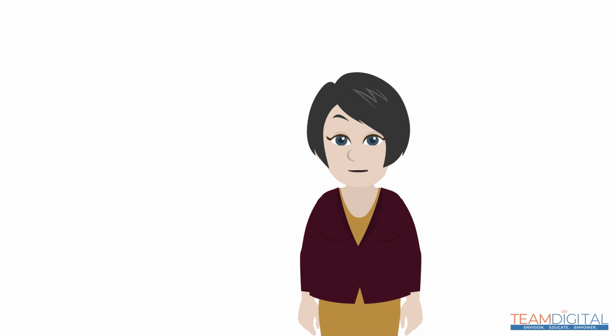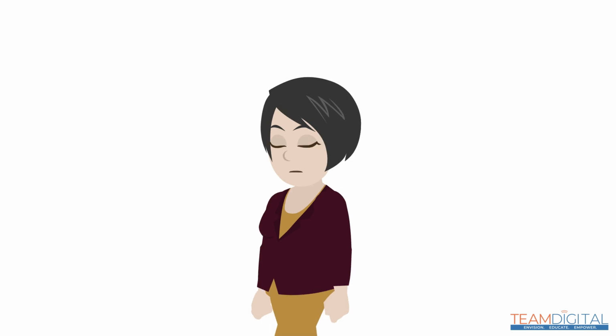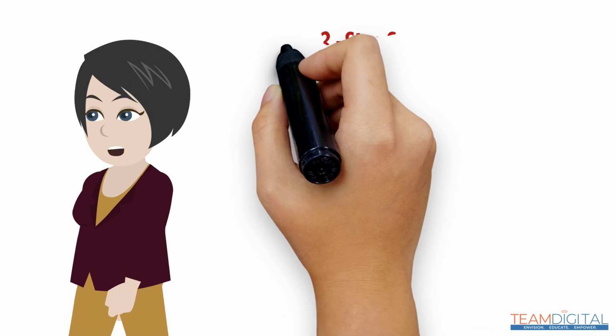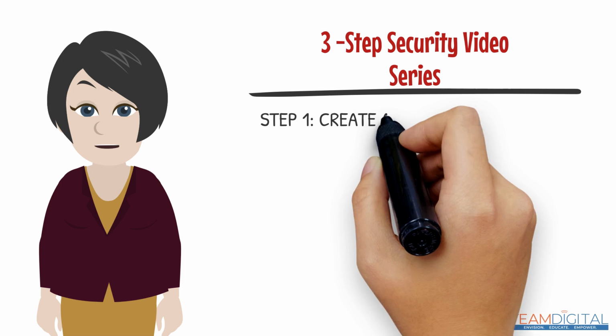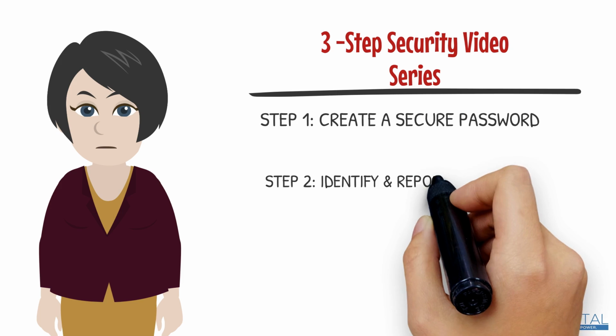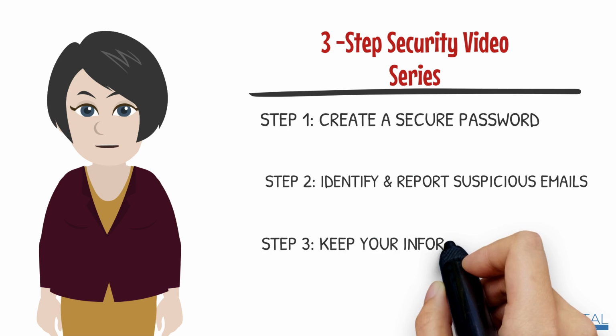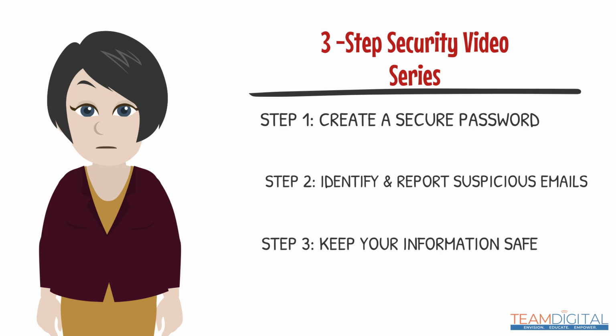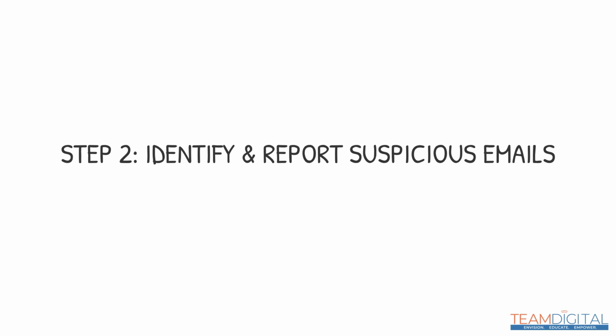Did you know that data security is more than a technology problem? In this video series, I'm going to show you 3 simple practices that everyone can use to keep school information safe. In the second video of this 3-part series, we are going to explore phishing emails and look at how to identify and report suspicious emails. Because your email account is one of the easiest ways for a hacker to gain access to your school's data.